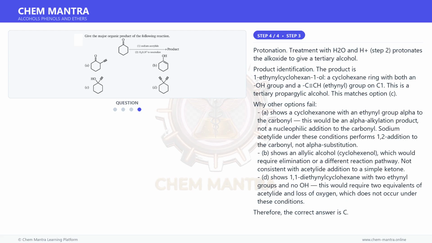And for the final step, protonation. Treatment with H2O and H+, step 2, protonates the alkoxide to give a tertiary alcohol.